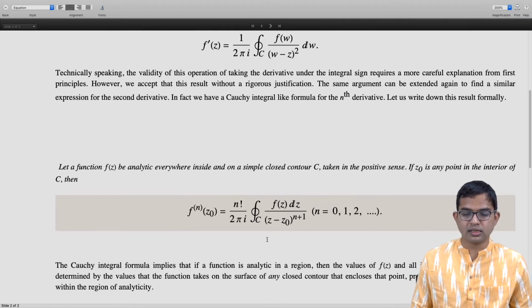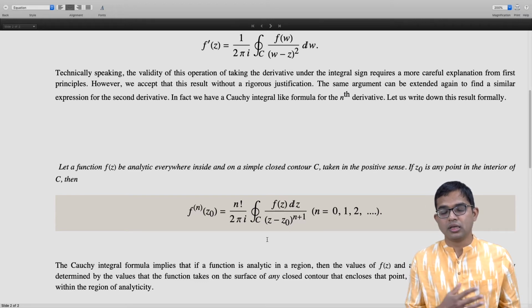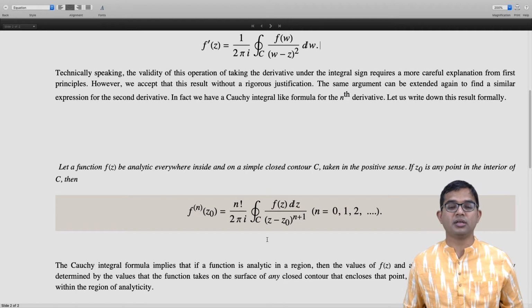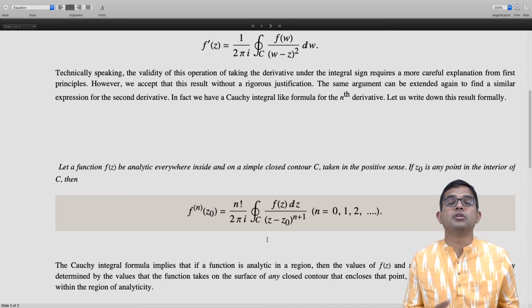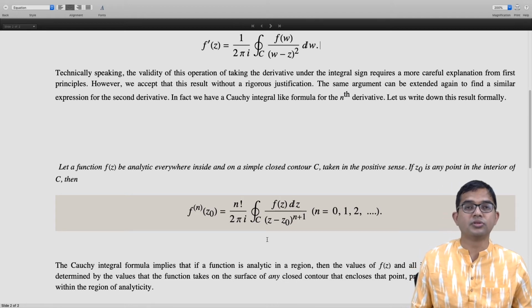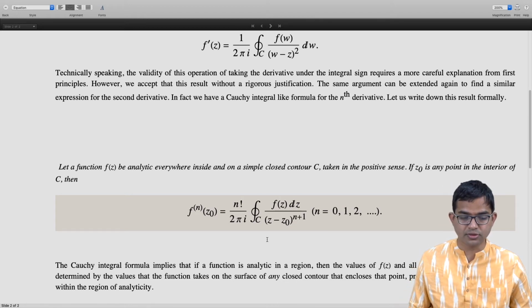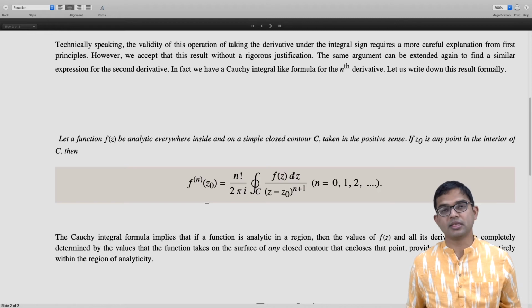So what this tells us is that if a function is analytic in some region, then not only is the value of the function f of z determined by the values that this function takes along some contour which encloses a region of analyticity, but in fact all the derivatives of this function at that point are given by the values of this function on such a contour, right? So in fact a consequence is of course that if a function is analytic, then every higher order derivative must exist, right?